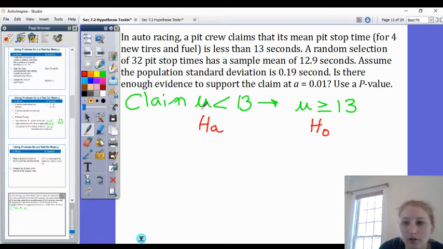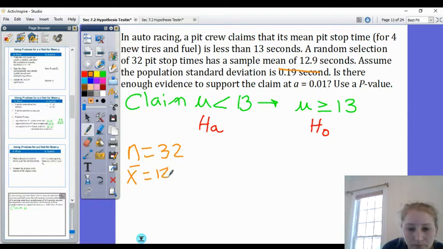All right, let's see what other information we have. We have a random selection of 32 pit stop times, so 32 is my n. It has a sample mean of 12.9, so x bar is 12.9. We have the population standard deviation at 0.19 seconds. And our alpha level is 0.01.